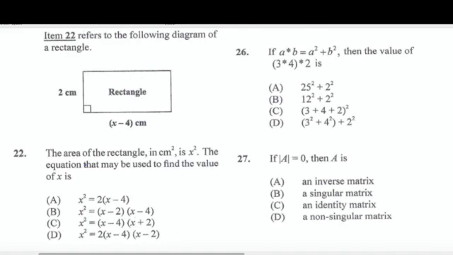Number 22. The area of the rectangle in centimeters squared is x squared. The equation that may be used to find the value of x is, well, we know our area of a rectangle is this multiplied by this, right? So it'll be 2 multiplied by x minus 4, and that will give us the area, which is x squared, right? So x squared is the area. Yes, the answer is B.